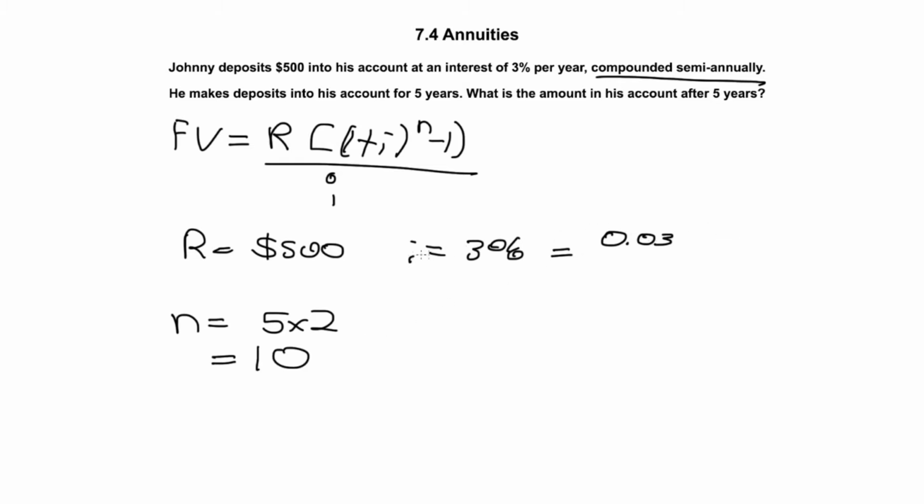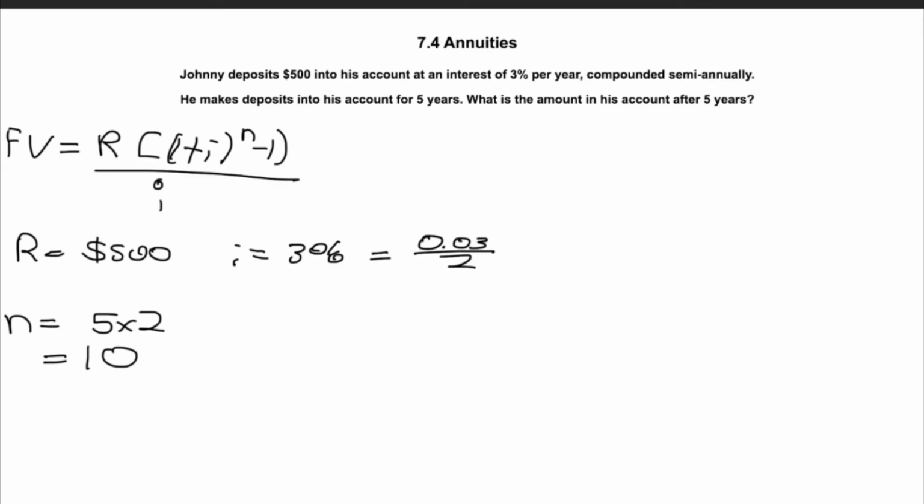And also, based off of our interest, which is 0.03, we have to divide that by 2 since the compounding periods are semi-annual. So that's 2 times per year. So we must divide the interest rate by 2. Knowing these values, we can now plug them into the equation to solve for the amount of money that is in the account after 5 years.